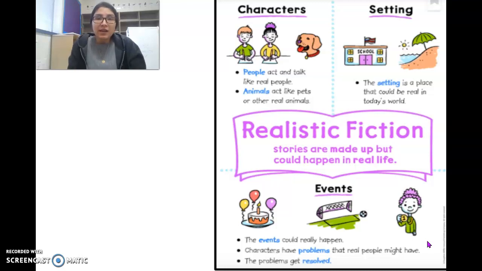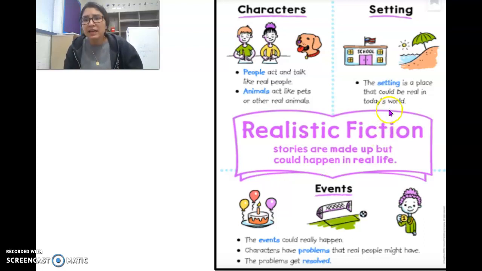So characters in this type of story, the people are going to act and talk like real people. Animals are going to act like pets or other real animals. So no talking dogs, no talking animals. People act and behave like people.